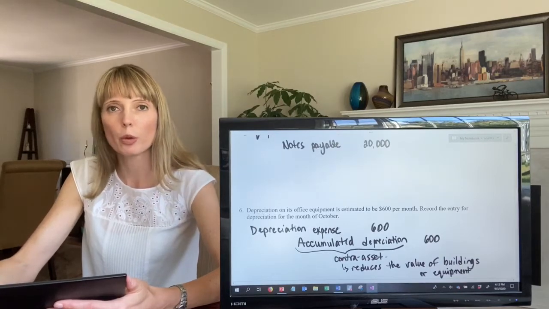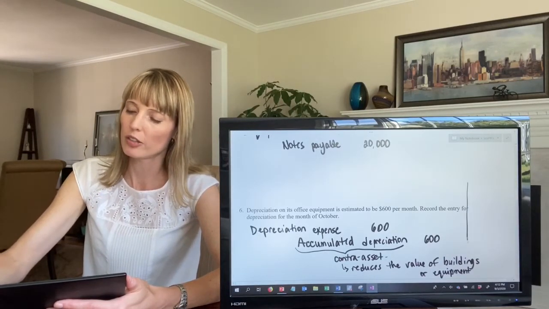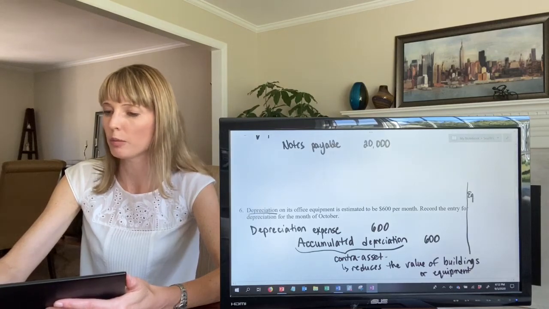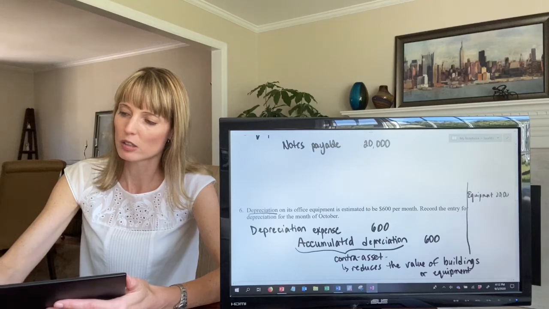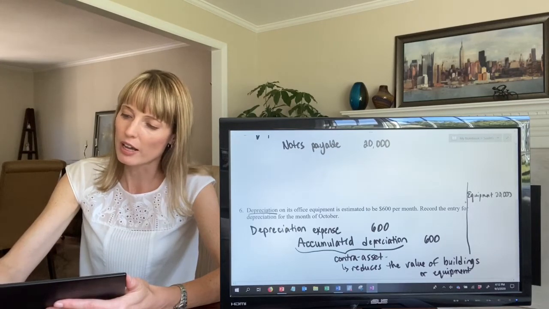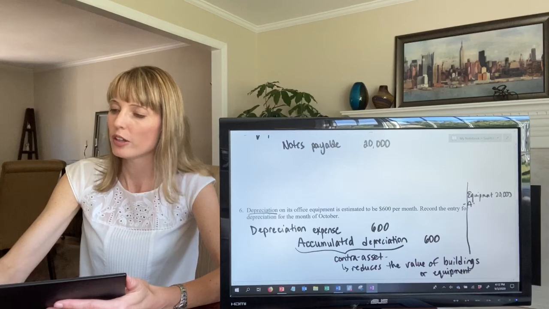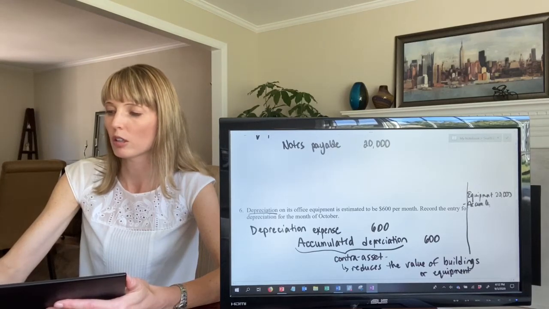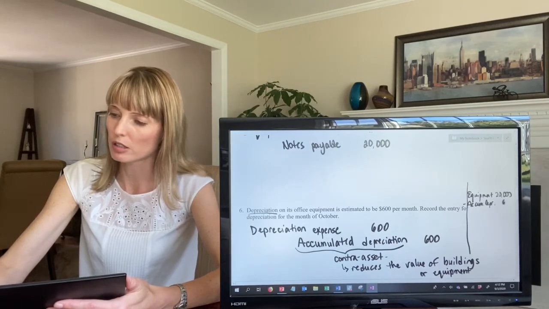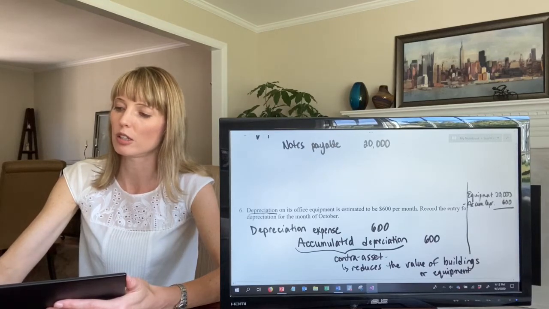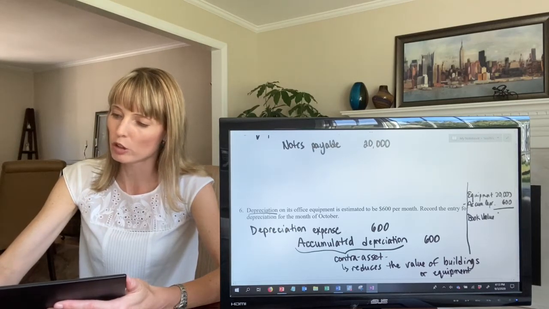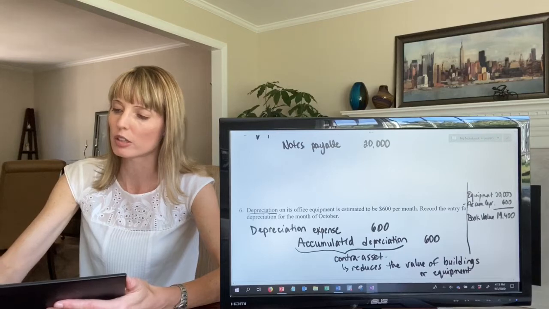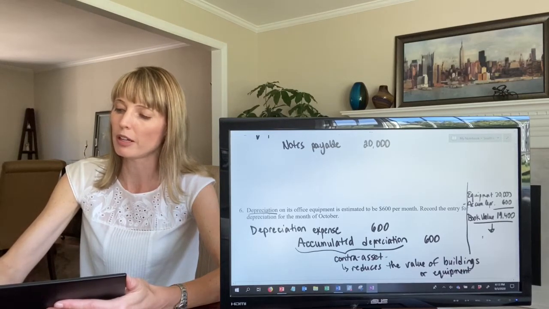And so what we would report on that balance sheet at the end of the period is we would have equipment worth $20,000, and we would say less the accumulated depreciation, which at this point has a balance of $600 in it. That difference is what we would call the book value of the equipment, which at this point at the end of October would be $19,400. This is what gets reported on the balance sheet.